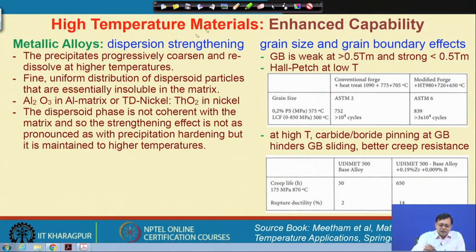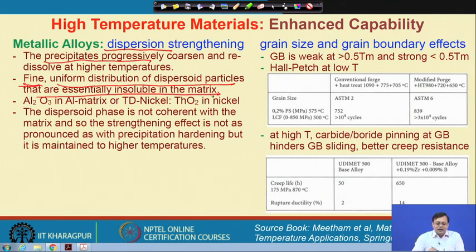So, dispersion strengthening is a particular terminology we use where we incorporate a second phase which is very small, but non-metallic. Non-metallic in bonding means they are oxide, nitride and ceramic particles. So, these precipitates usually do not grow and progressive coarsening will never occur in the case of ceramics. Here we employ a fine and uniform distribution of dispersoid particles that are essentially insoluble in the matrix.